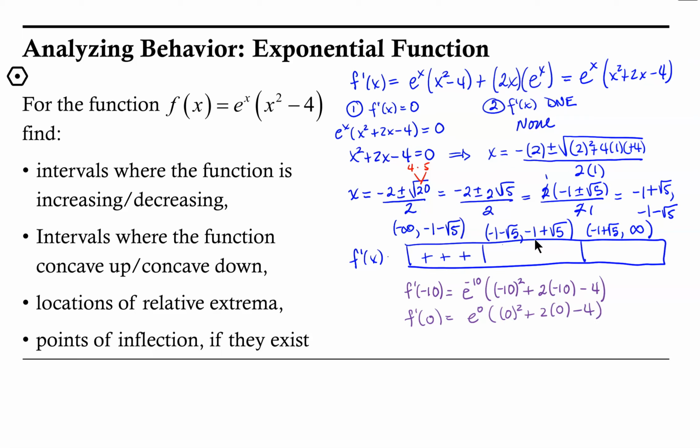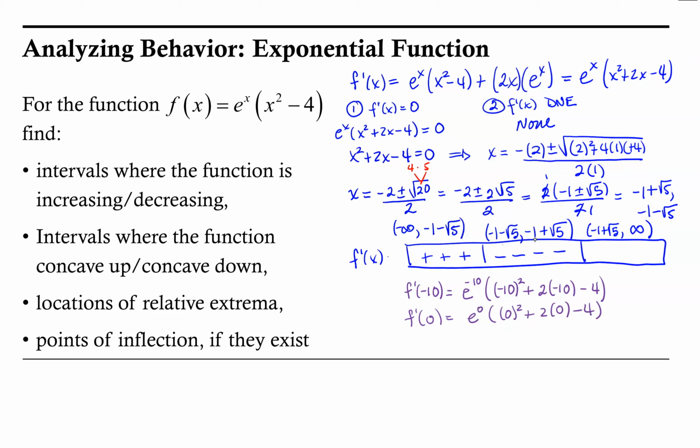Again, all we're interested in is the sign. E to the 0 is always positive. And in this second factor, 0 plus 0 minus 4, that's going to be negative. So we have a positive times a negative, which gives us a negative value. So the derivative is negative on that interval.